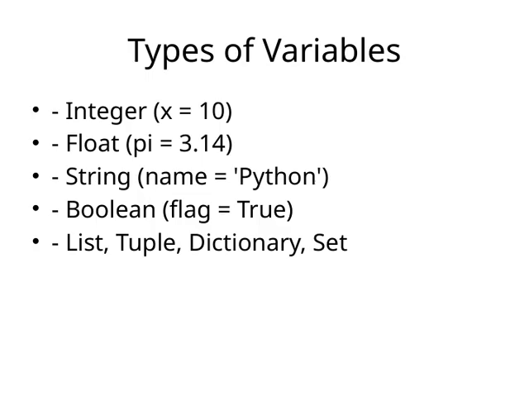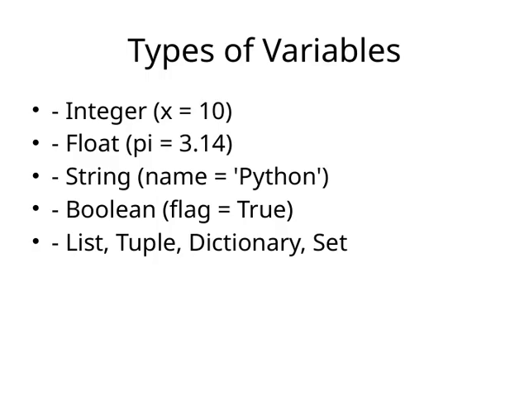First up, we have integers, which are whole numbers like x equals 10. They're straightforward and used for counting or any situation where decimals aren't needed. Next, we have floats, such as pi being 3.14, which are numbers with decimal points, perfect for measurements or calculations requiring precision. Moving on, strings are sequences of characters, like name set to Python. Strings are essential for handling text data in our programs.